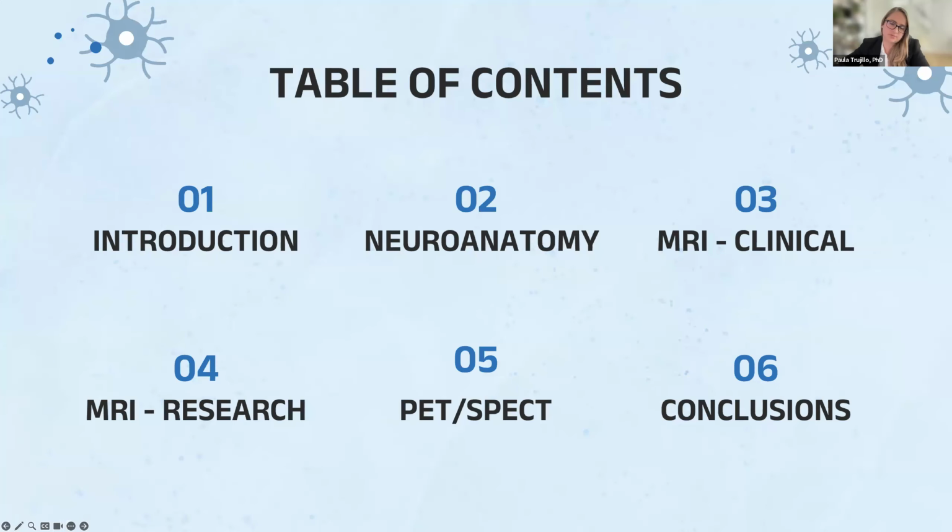So this is the agenda for today. First, I'm going to give a quick introduction. Then I'm going to give you a 2-minute lesson on neuroanatomy. And this is going to be useful to understand some of the images that I'm going to be showing during the presentation. Then I'm going to talk about MRI and how it is used in clinical settings to support the MSA diagnosis. Then I'm going to move to more advanced methods that are used in research. The final topic of the talk will be radiotracer imaging methods such as PET and SPECT. And then I'm going to finish with some conclusions.